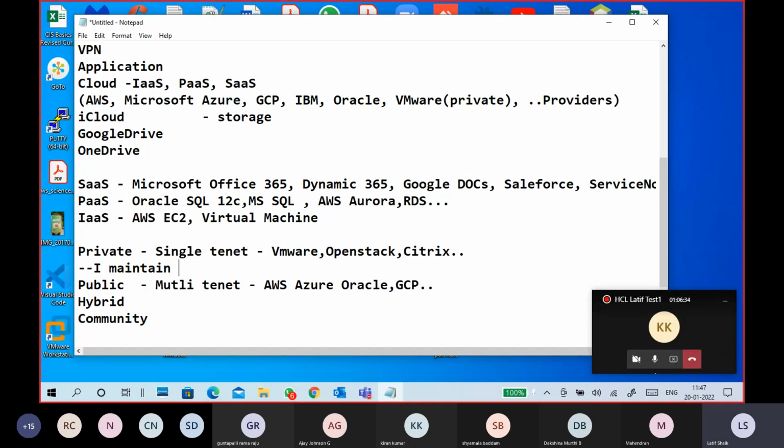I maintain. I means organization. Maintain infrastructure for the organization purpose only.